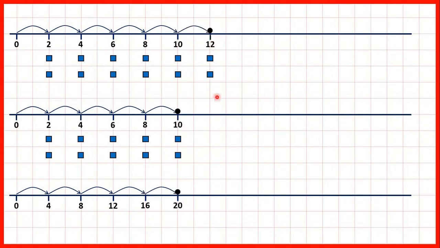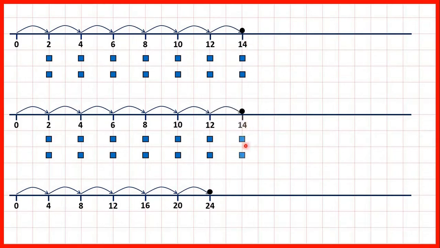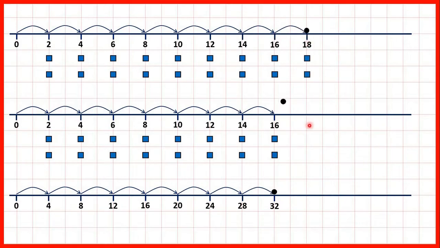6 times 2 is 12, and 6 times 4 is 24. 7 times 2 is 14, and 7 times 4 is 28. 8 times 2 is 16, and 8 times 4 is 32, because double 16 is 32. 9 times 2 is 18, and 9 times 4 is 36.